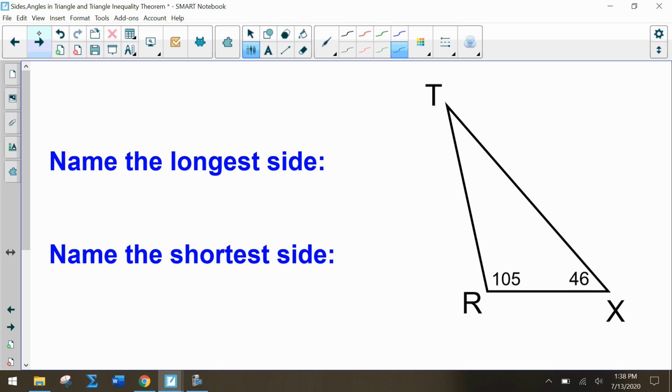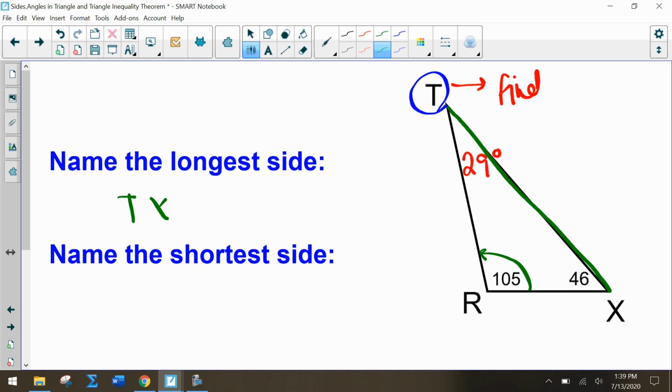How about for this one? So we have 105 degrees and then 46 degrees. So I want you to find the longest side and then the shortest side. So we don't know what angle T is, so we have to find it. Okay, so 105 plus 46, and then we have to find that third angle. I got 29 degrees. Again, remember you can use your calculator for arithmetic. I'm okay with that. So the biggest angle is this 105-degree angle. So I know that the longest side is side length TX. And then the shorter side is across from the smallest angle. So the shortest side is our x. Okay.